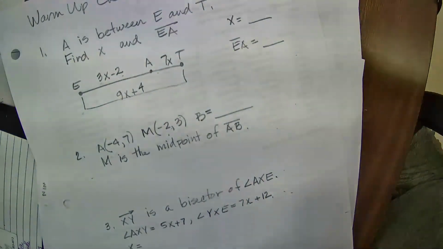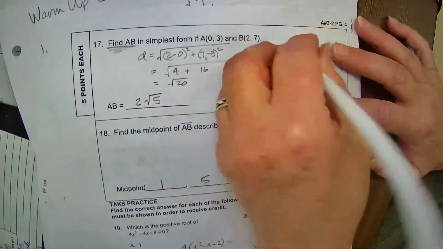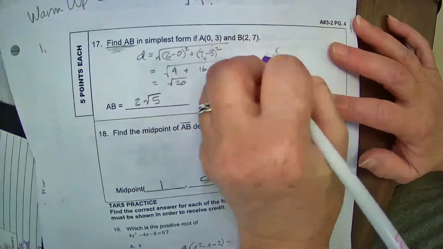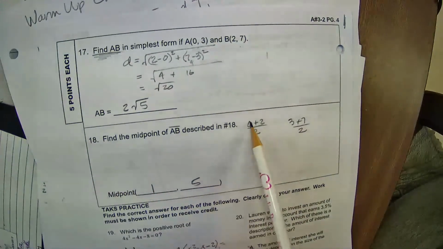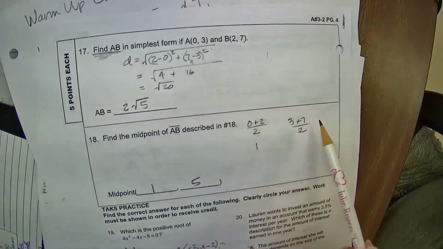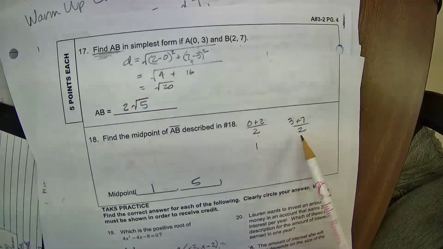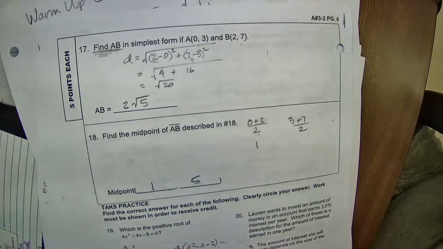Okay, now, so on 17, you had to use the distance formula. You should have gotten 2 square root of 5. On 18, you use the midpoint formula: x1 plus x2 divided by 2, and y1 plus y2 divided by 2. You should have gotten 1 and 5. Okay, any questions on that?